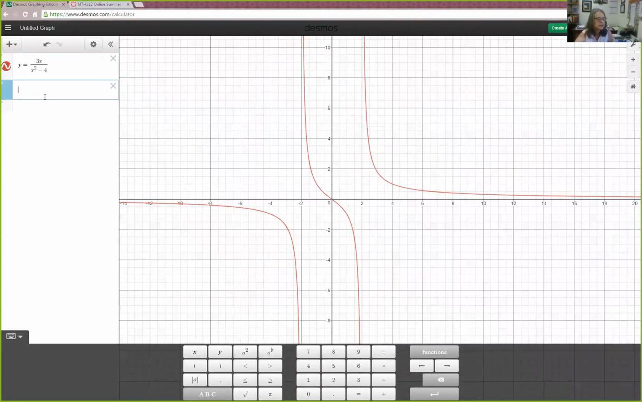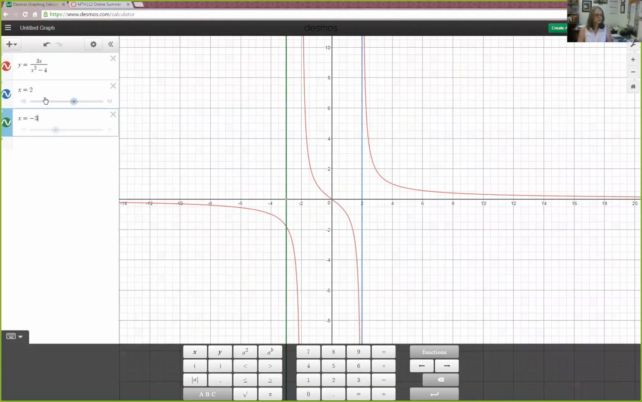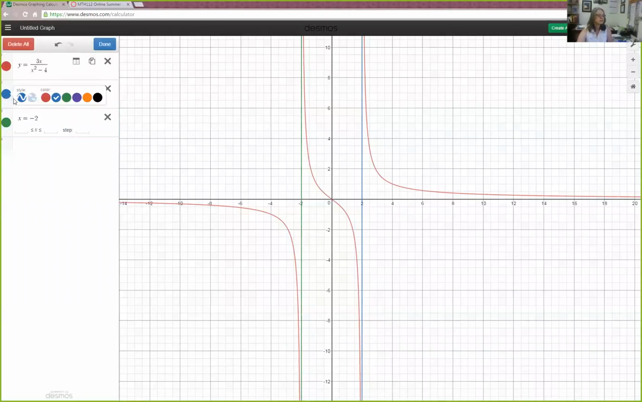Now, we know where our vertical asymptotes are. Our vertical asymptotes are x equals 2 and x equals negative 2. Those lines that are going to be dotted in a minute represent our vertical asymptotes. The function will never cross the vertical asymptote.